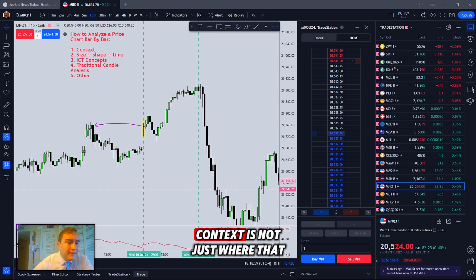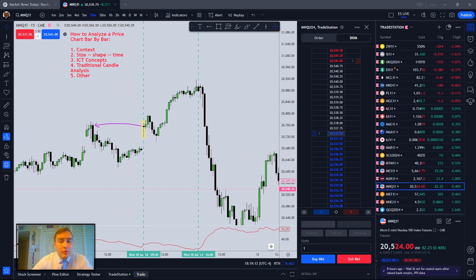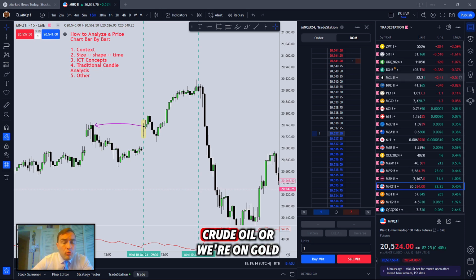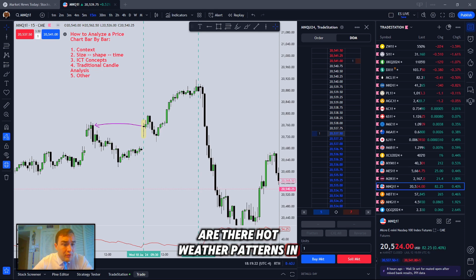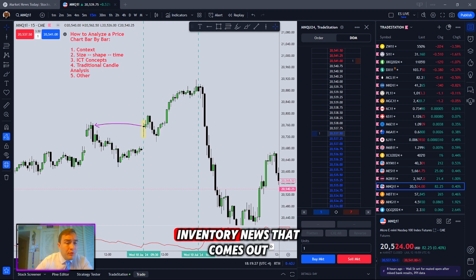So guys, context is not just where that candle is in relation to price action to the left. The context is also what day of the week is it. Guys, what month of the year is it? Is there a seasonal tendency? So for example, if we are on crude oil, or gold, or an agriculture, natural gas, for example, is it hot outside? Are there hot weather patterns in the United States? Crude oil, has there been U.S. crude inventory news that comes out?